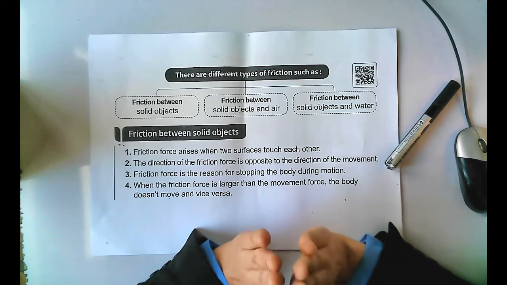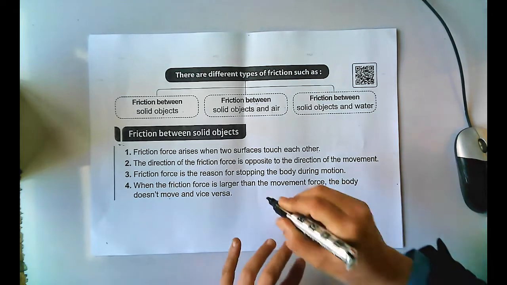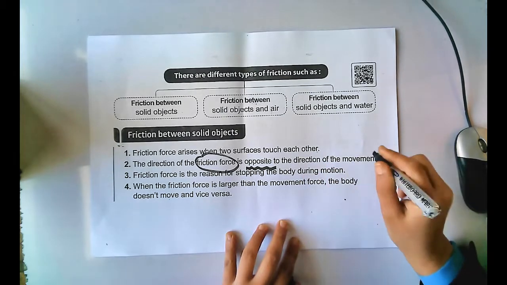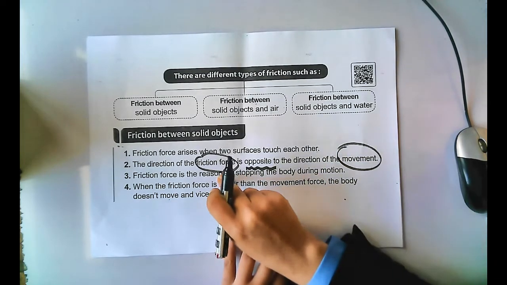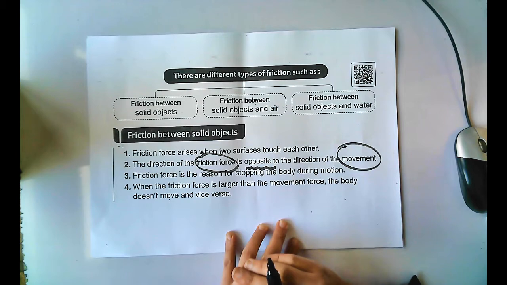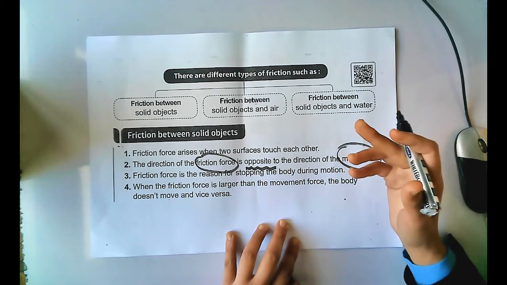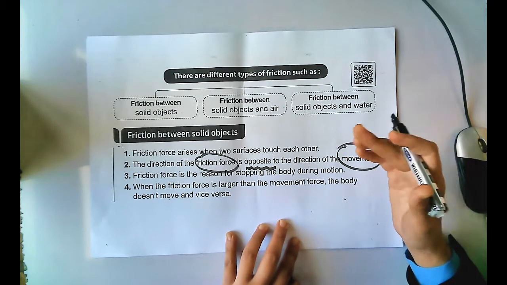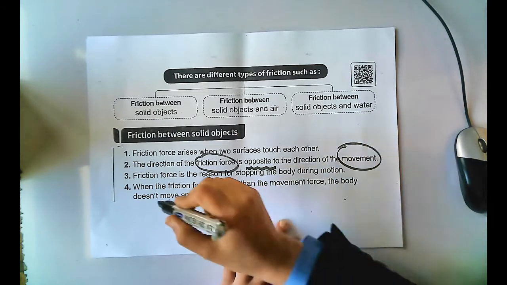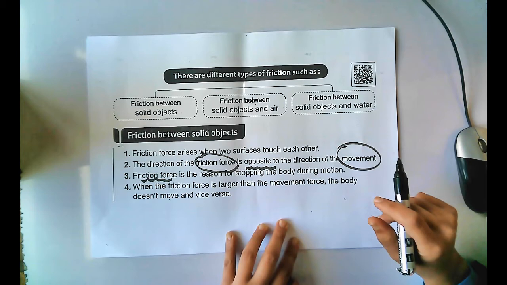We said before, the direction which comes from the friction force is always the opposite direction. We have to know that the friction force is opposite in direction to the movement. Okay. Give a reason why the body stops during motion. If you move or you walk, then you stop. Why do you stop? Because of the friction force. So the reason for stopping the body during motion is the friction force.